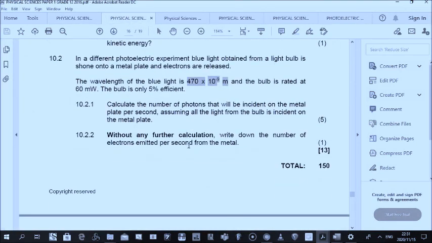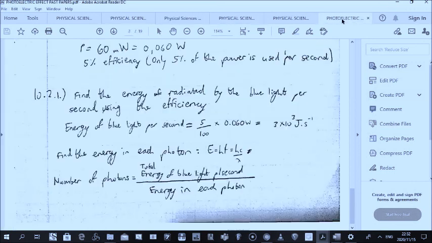Now the last question: without any further calculation, write down the number of electrons emitted per second from the metal. So the number of electrons emitted corresponds to the number of photons that were incident. If it will simplify your understanding, I would think of it this way: one photon kicks out one photoelectron. So in other words, the number of photons that will be incident on the metal is the same number of photoelectrons that will be emitted from the surface of the metal.